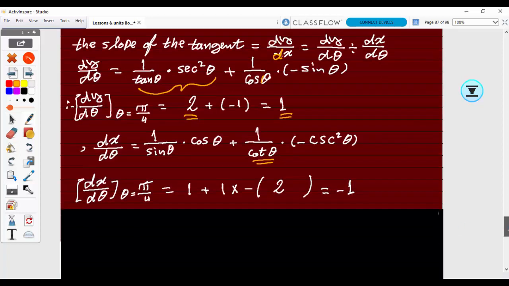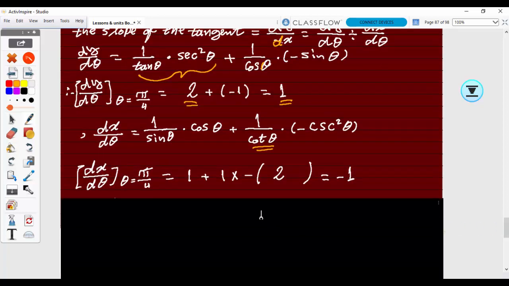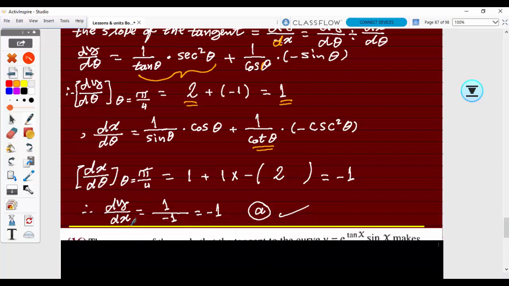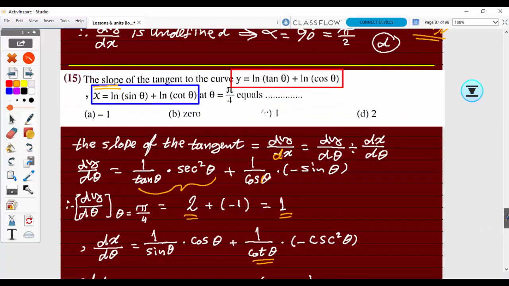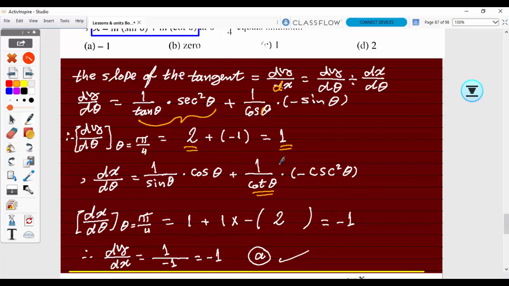But the required here is to find dy/dx. So dy/dx equals dy/dθ divided by dx/dθ, 1 over negative 1, which equals negative 1, and the result will be at letter A.